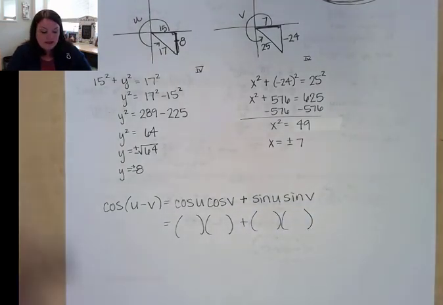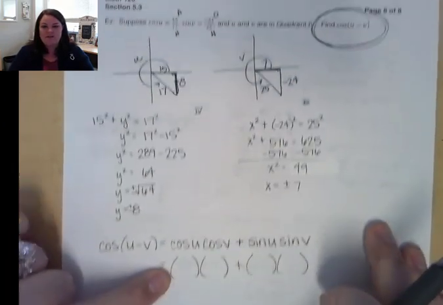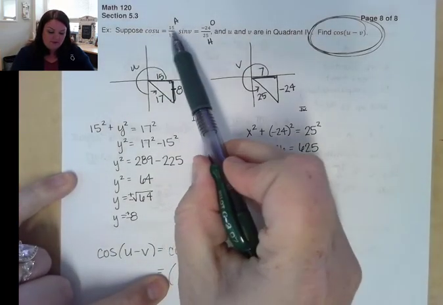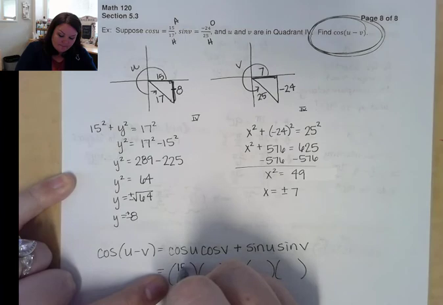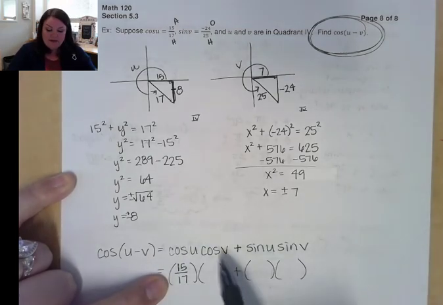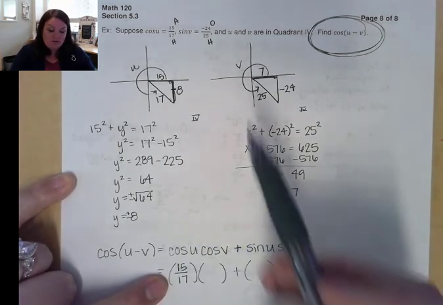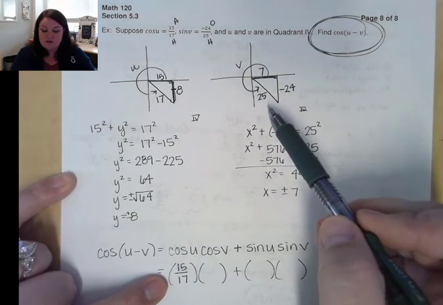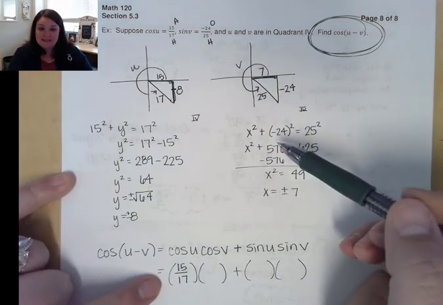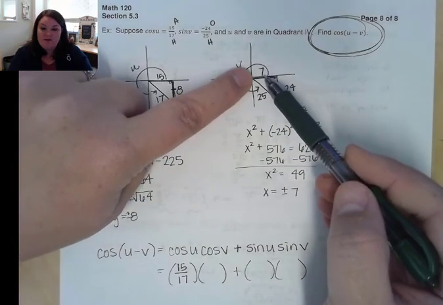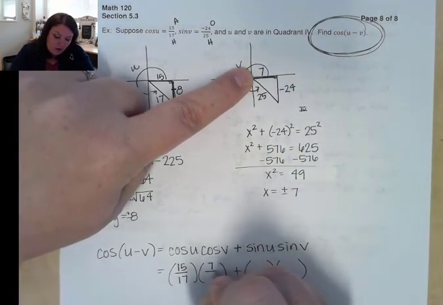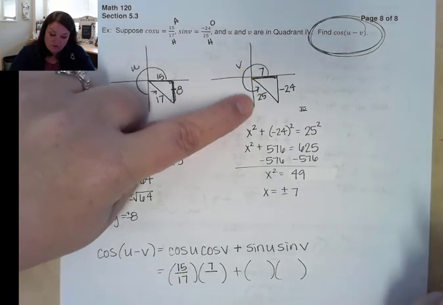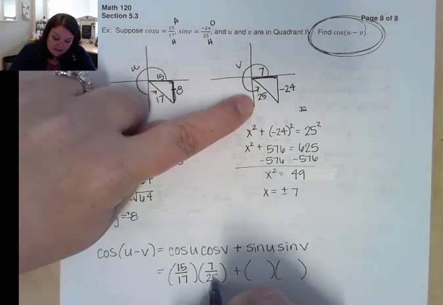So cosine of u, that was actually given to us, right? Cosine u is 15/17. And now we need cosine v. Cosine v was not given, but we can figure it out because we have these values. So cosine is adjacent, which is the value we found, 7, over our hypotenuse, which for v is 25.